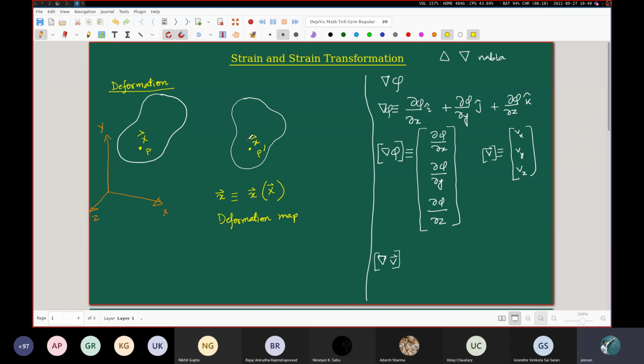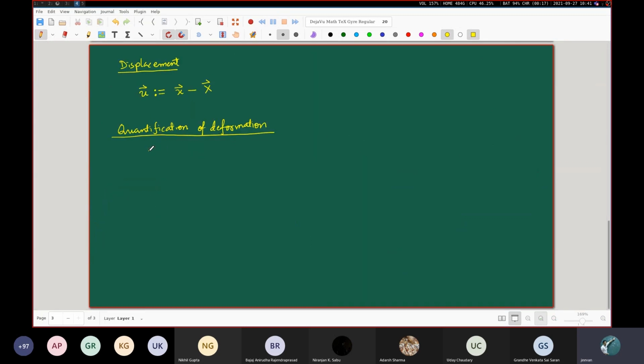In order to do that, what we would like to have is some kind of a relative displacement between two neighboring points. Because if we can understand how two neighboring points are moving with respect to each other, we will begin to have some kind of an understanding about how the overall deformation is taking place. Now, what I'm saying is rather abstract to you. Let me quantify this properly.